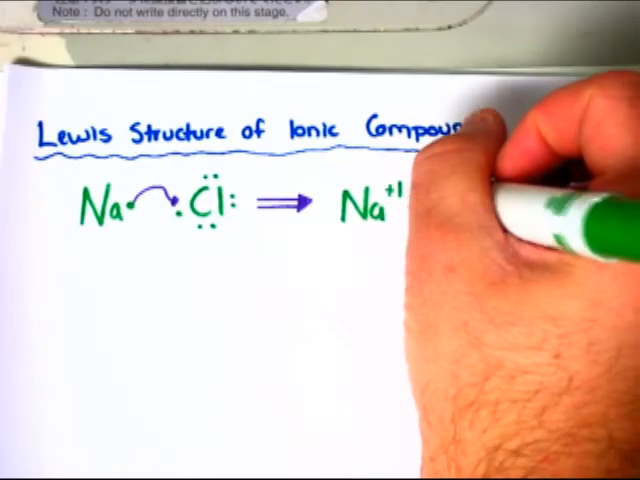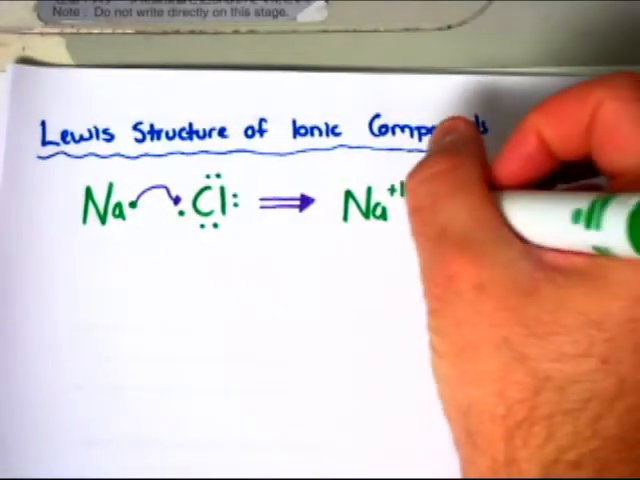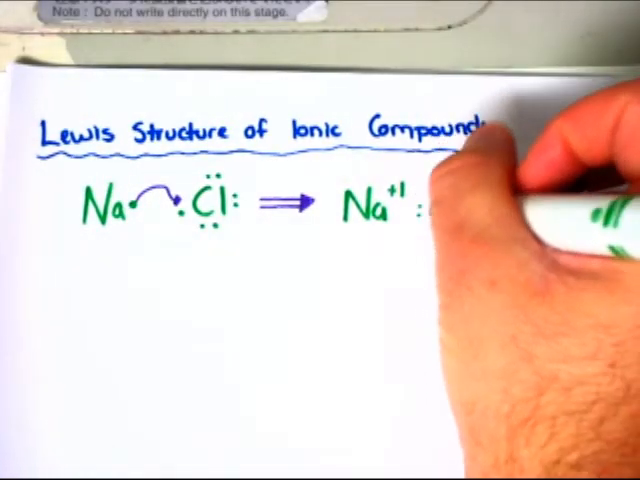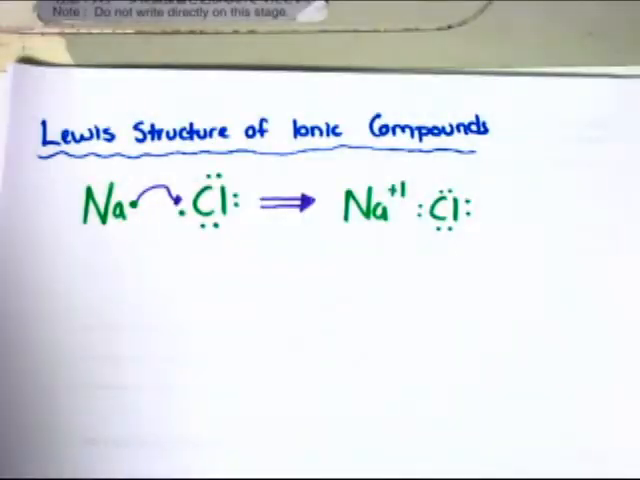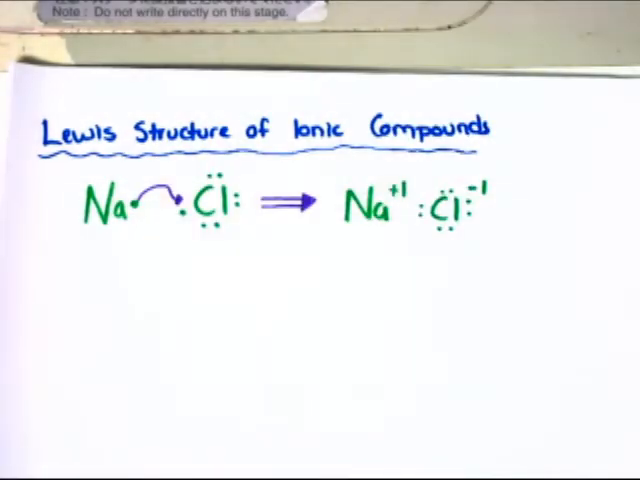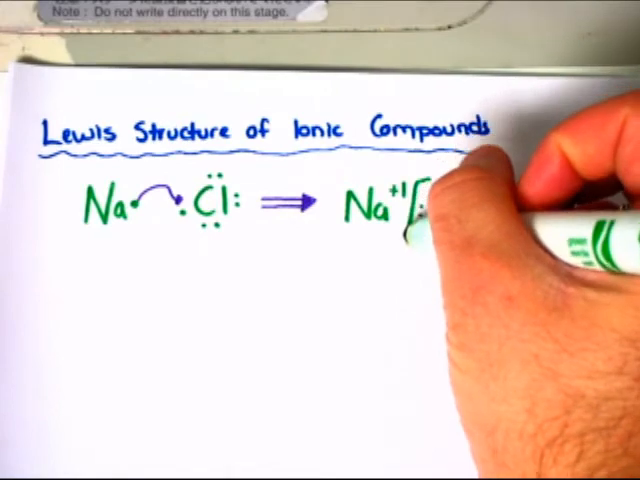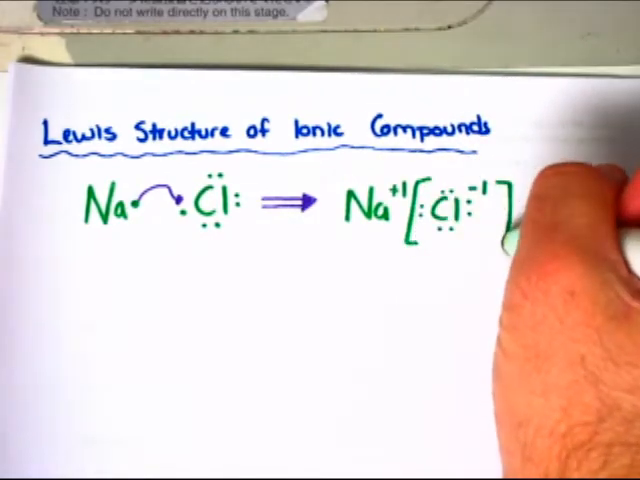And the Cl has gained how many electrons? Gained how many? 1 from the Na, correct? So now it would be appropriate to draw Cl with the 7 valence electrons. And what's its charge? Minus. Because it has gained 1 electron, correct? And we should draw a bracket around the nonmetal always.